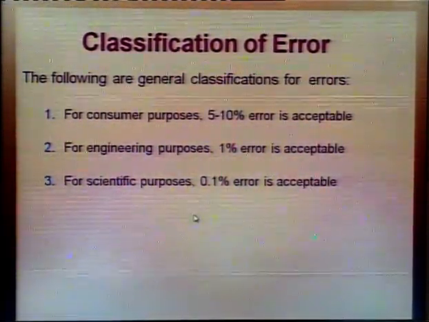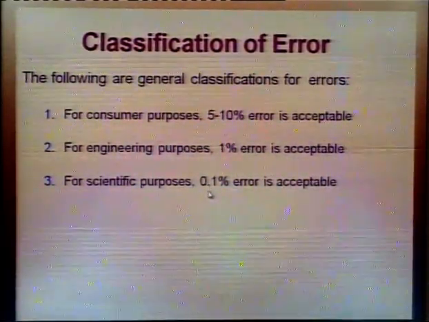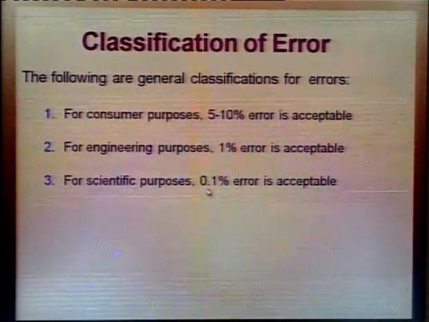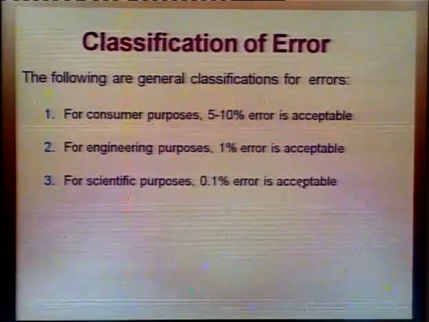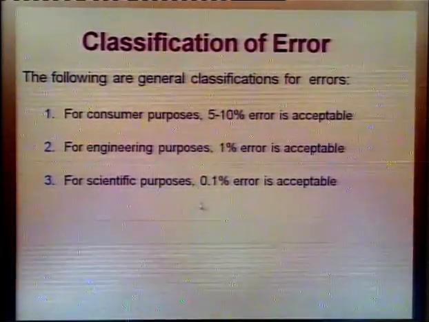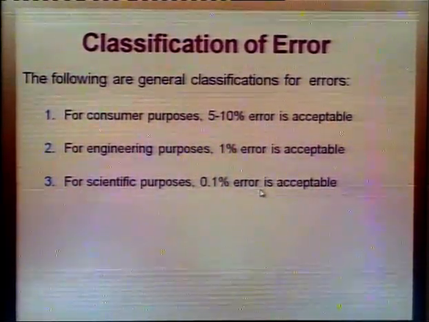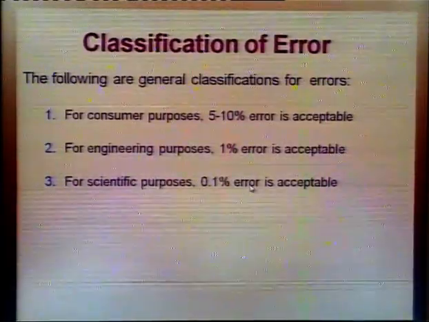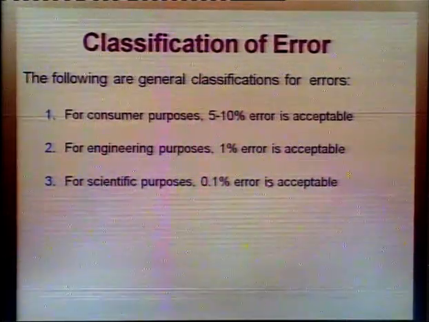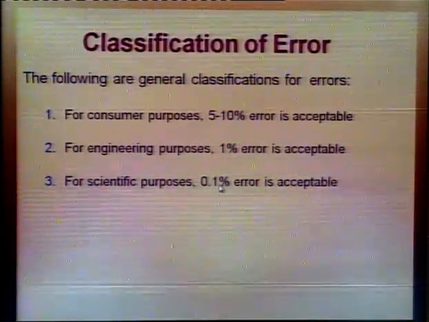So if we are taking the measurement of a physical quantity for the scientific purpose, only 0.1% error is acceptable. If there is more than this, maybe 0.2 or 1, this error is purely due to systematic error. There may be other reasons, but 0.1% error is acceptable. So we can allow plus or minus for this type of error.